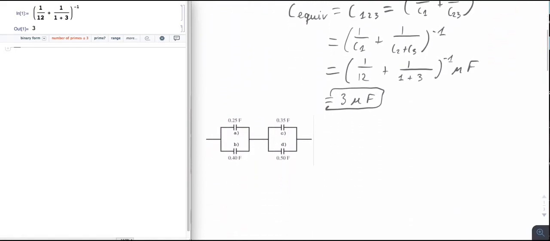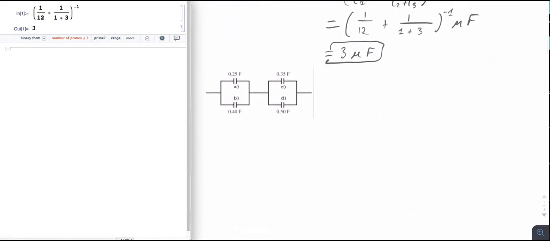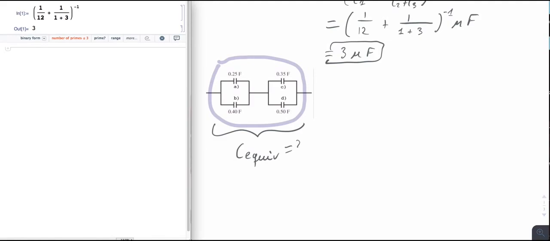So let's try out another one. Here I have a capacitor network, and I want to reduce this total network into one capacitor, C equiv. So that's our task. Now look at each two capacitors. I have here one with 0.25 farads, and 0.4 farads. So that's capacitor A B and capacitor C and D.